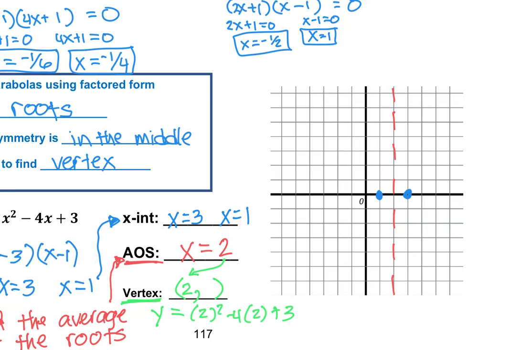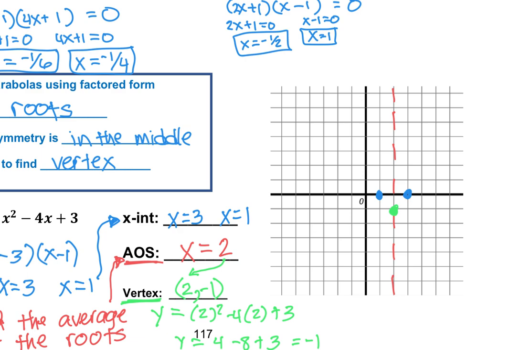So now I have y equals 4 minus 8 plus 3. So negative 4 plus 3, we have negative 1. So now let's put our vertex on there, (2, negative 1). The vertex will always be on the axis of symmetry, your AOS. Let's connect our points.